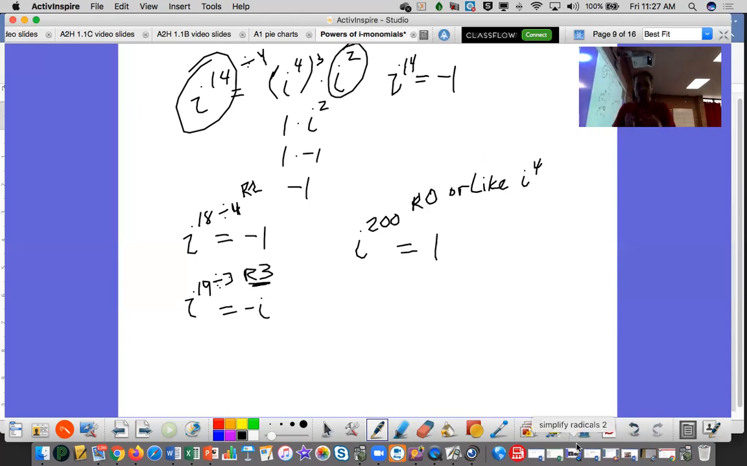Okay, so this works for any positive power, specifically positive powers of i. If you divide it by 4 and check the remainder, that's going to tell you what power of i to follow in that chart. All right, so I hope this helps for positive powers of i. I'll be doing one for negatives.